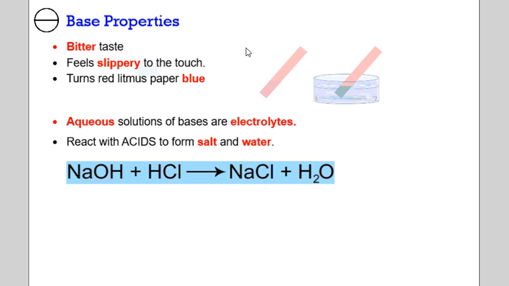Not that it's hurting you, but it can chew through enough of that dead skin to get down to your bare skin and become painful. That's why bases are just as dangerous as acids in some ways. Bases will turn red litmus paper blue, the exact opposite of what happens with acids in the presence of blue litmus paper. Aqueous solutions of bases are also electrolytes, and just like acids, of course, they react with acid to form water and salt.